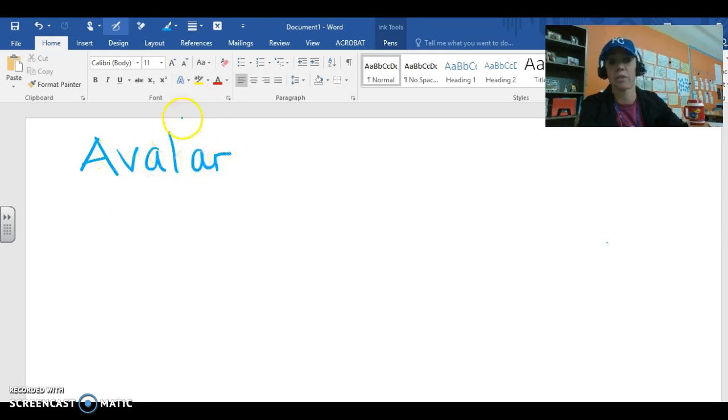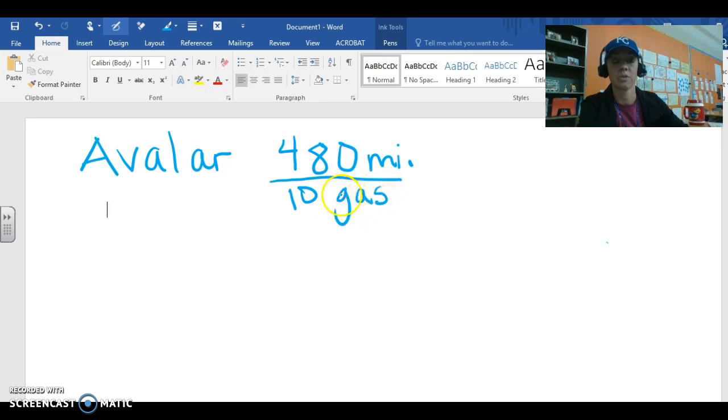And make sure you get this in your notes. And yes, I know that the Avalar has never been heard of. We have no idea what it is. It doesn't exist. So this trusty Avalar gets 480 miles for every 10 gallons of gas. I mean, we want to make sure we're getting a car that gets good gas mileage. No sense paying more for gas than we already do, right?